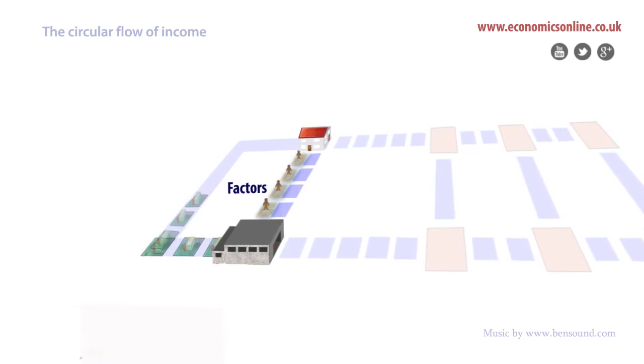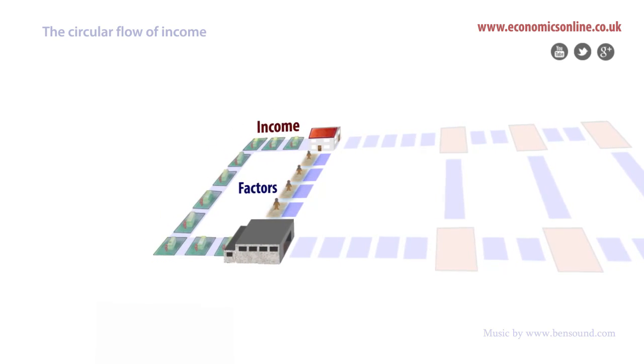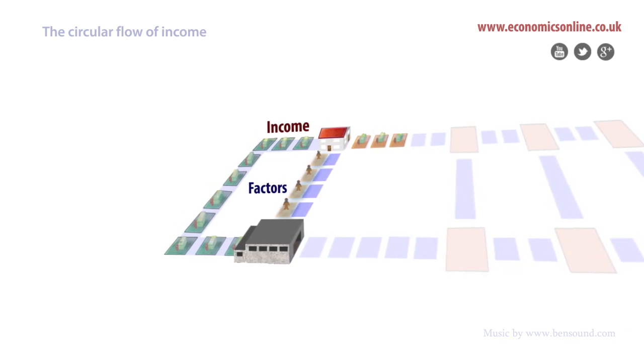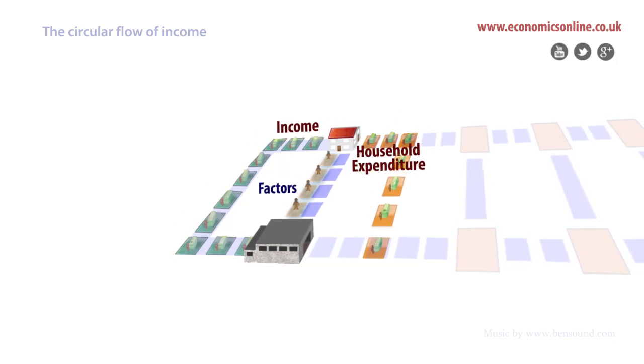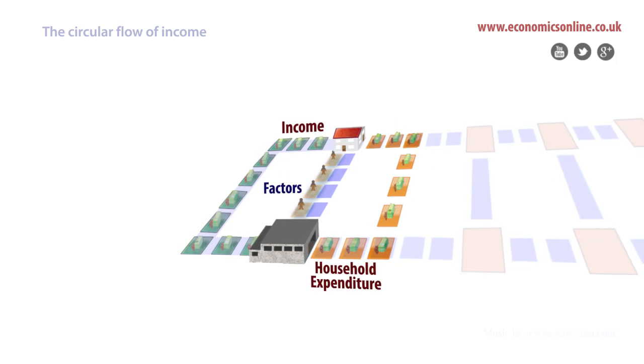Income is converted into expenditure, which is received by firms as revenue. This spending generates an output of goods and services from firms to households. This is the simple circular flow. Income circulates continuously between households and firms. The monetary value of income, expenditure, and output should equate.